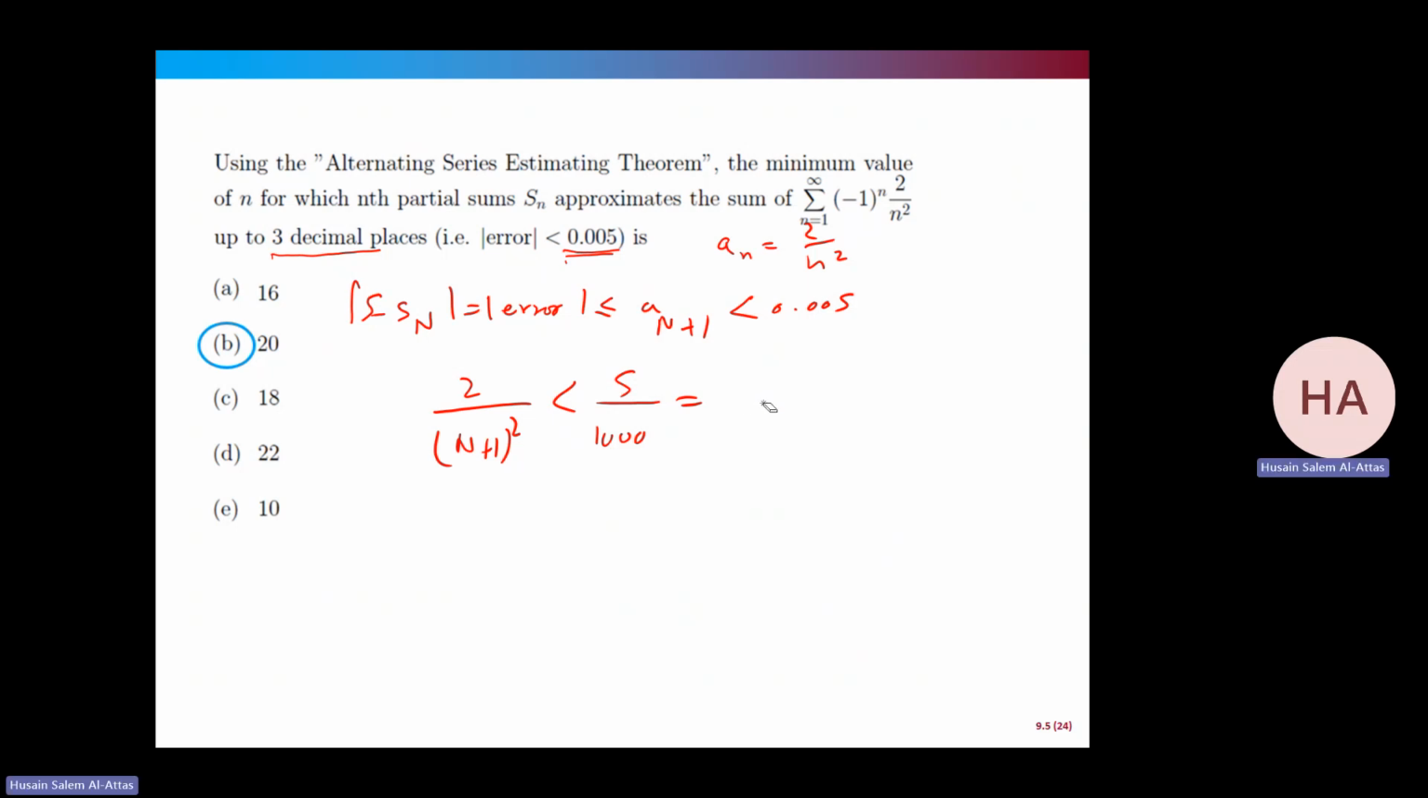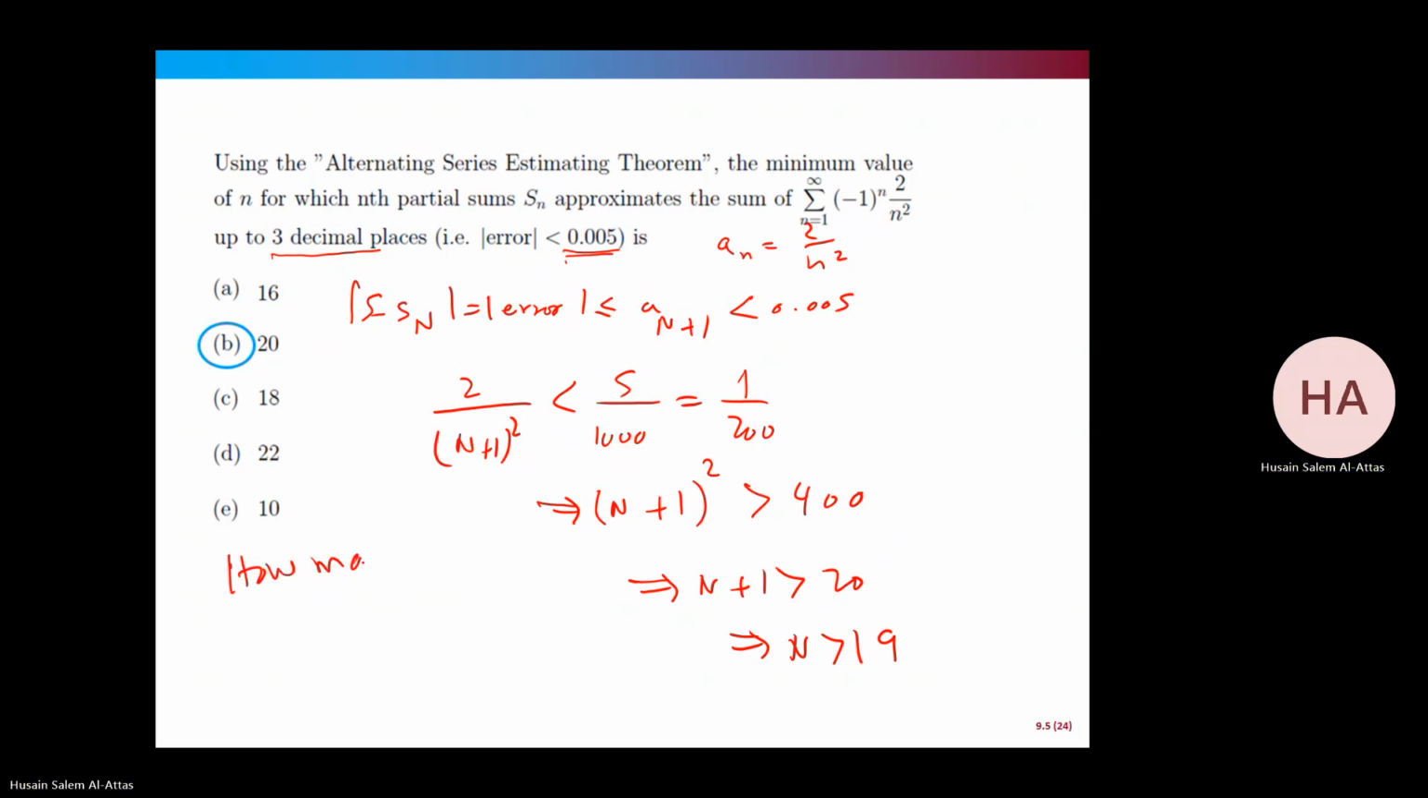No, 1 over 100, sorry. It's 1 over 200. So I want (n plus 1) squared to be greater than 400. So that means n plus 1 greater than 20. So that means n greater than 19. So how many terms? An integer more than 19, which is 20. That will be my answer.